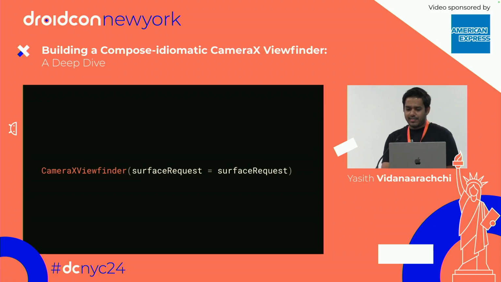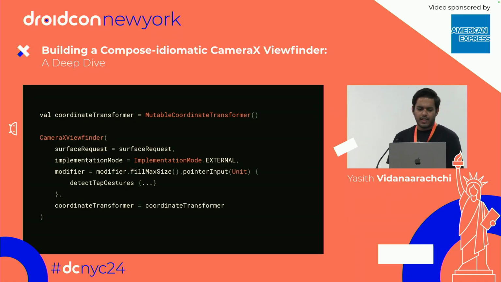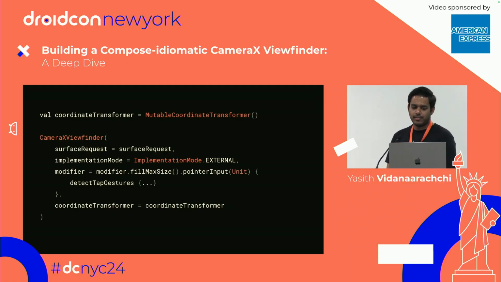It's pretty nice to use, but in a more complicated example, it still feels very similar to any other Compose code. Here we are creating a mutable coordinate transformer, and then we set up our CameraX Viewfinder composable. We send in a surface request, and we set the implementation mode. Here we are using the surface view as the backing. Inside the modifier, we are filling up to the max size, and we are also doing some touch gestures. And finally, we pass the coordinate transformer into the composable.